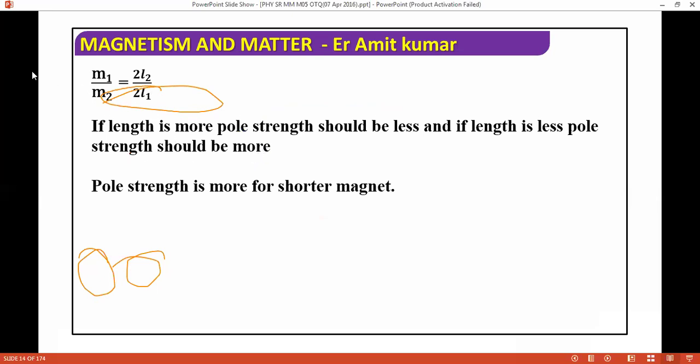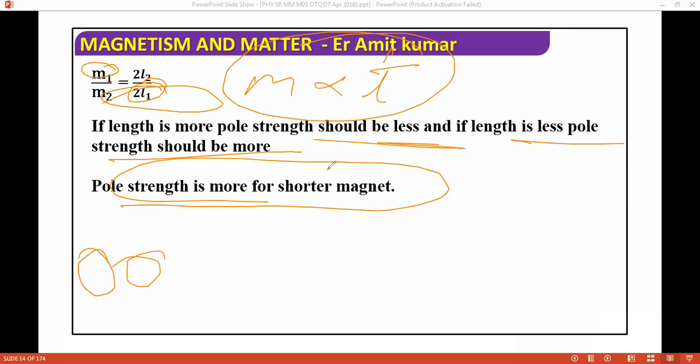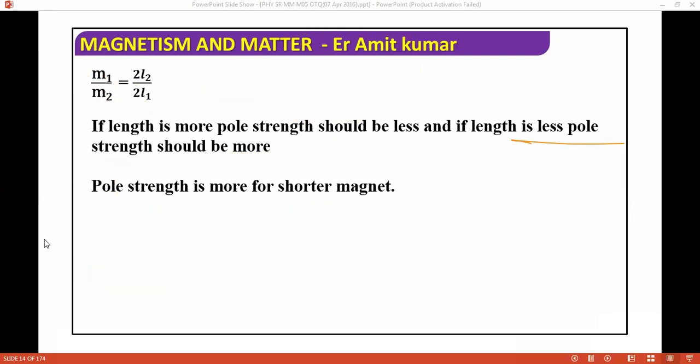From here, what we are observing is that pole strength M is inversely proportional to length. So if the length is more, pole strength should be less, and if length is less, pole strength should be more. So pole strength is more for the shorter magnet. I hope all of you understood this question, and next we are moving on.